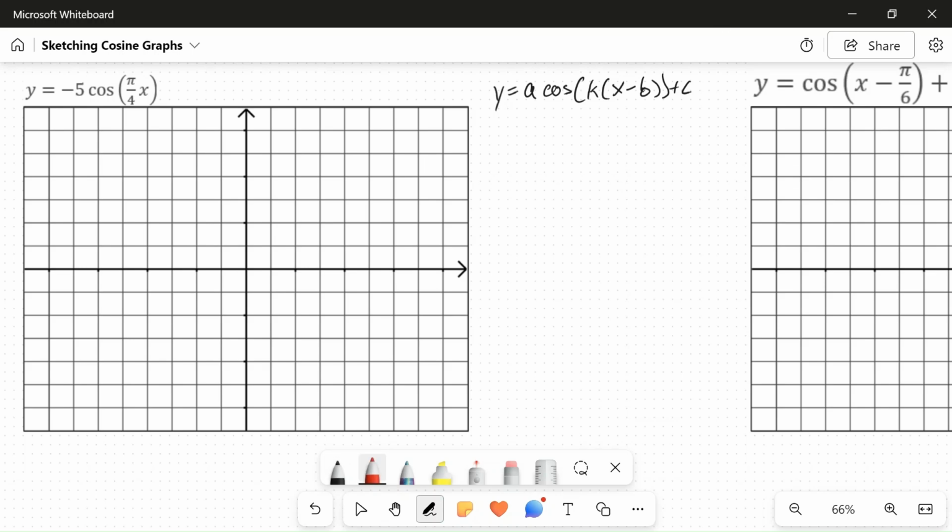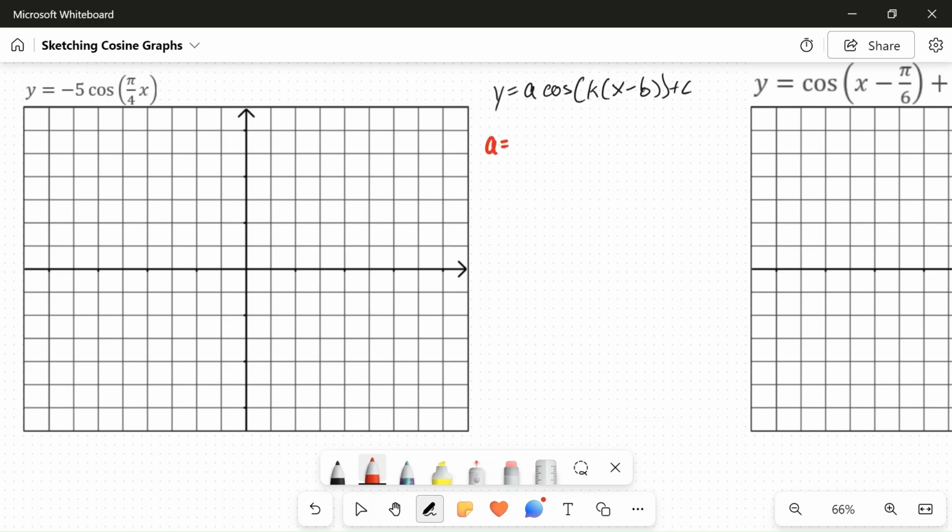K is still related to the period. It's not the period, but related, and it changes the period, affects the period. B is our phase shift or our horizontal shift, and then C is the vertical shift. So to graph cosine functions, we'll do them exactly the way that we do sine until we get to the end, where we actually draw the curve in there. So I'm going to start by figuring out all my values.